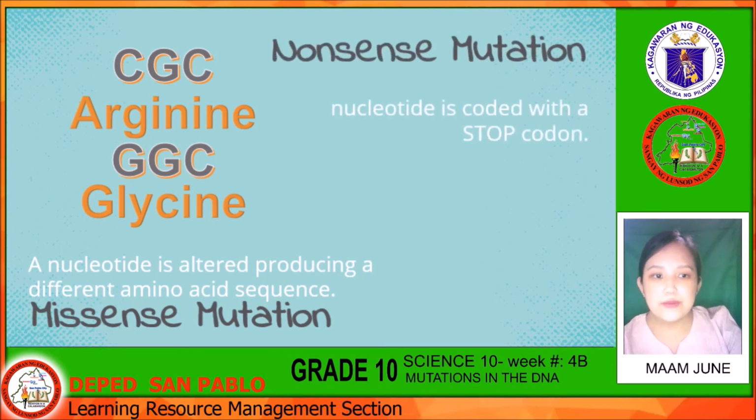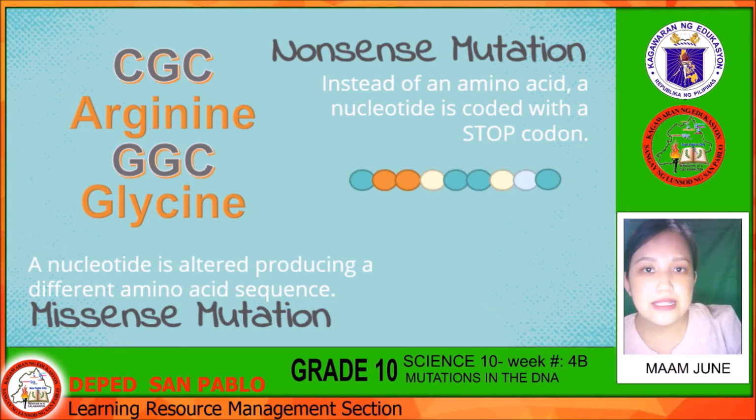Lastly, nonsense mutation occurs when instead of an amino acid, a nucleotide is coded with the stop codon. So when one amino acid sequence such as this has one nucleotide base coded with a stop codon, the amino acid sequence will now look like this.